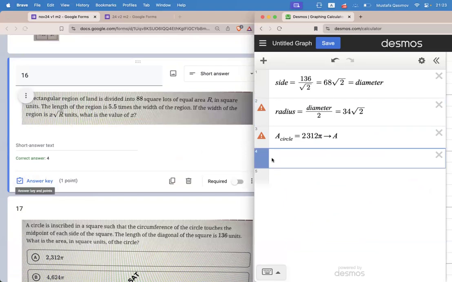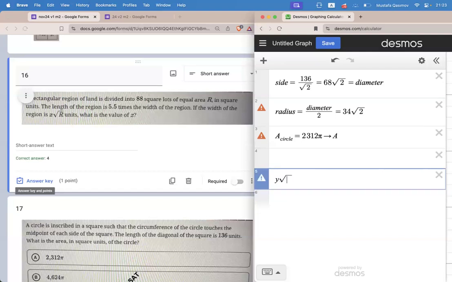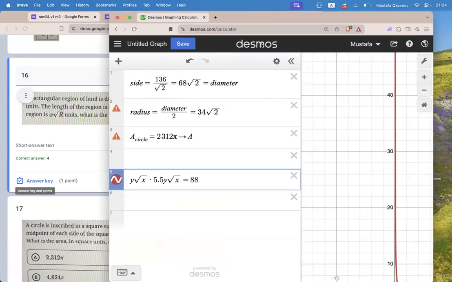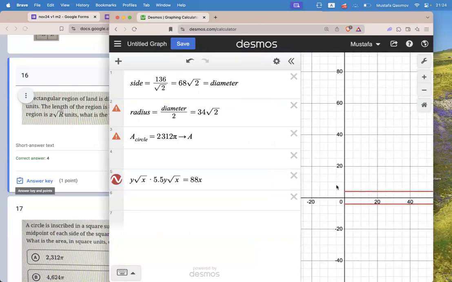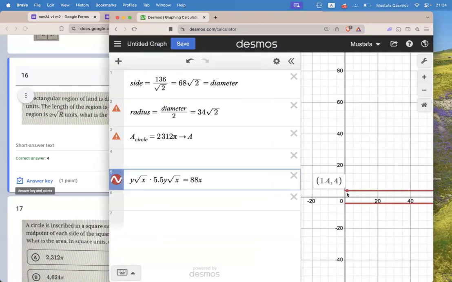Y square root of x multiplied by 5y square root of x, and it is equal to 88x. Yes, 5y and square root of x, and it's equal to 88x. Okay, and we get 4.